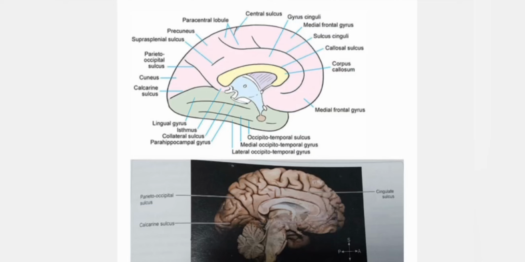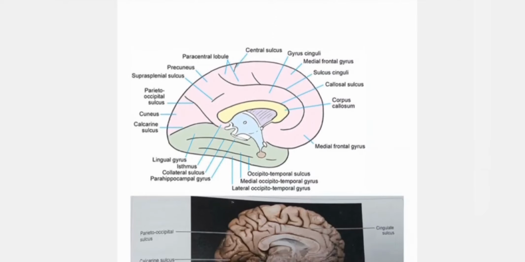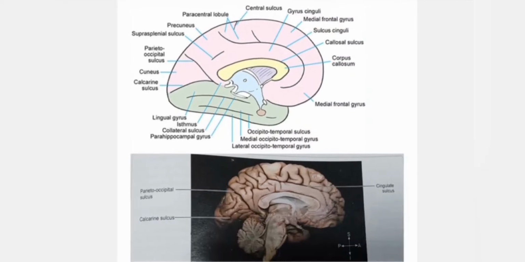Now coming to the medial surface. So this is a diagrammatic representation of the medial surface. In the medial surface, one of the important sulci present is the cingulate sulcus. This is the cingulate sulcus. So before moving on to that, let's discuss the corpus callosum. This is the corpus callosum, which belongs to the white matter of the cerebral hemisphere. It has a rostrum, genu, body and splenium. These are the parts of the corpus callosum.